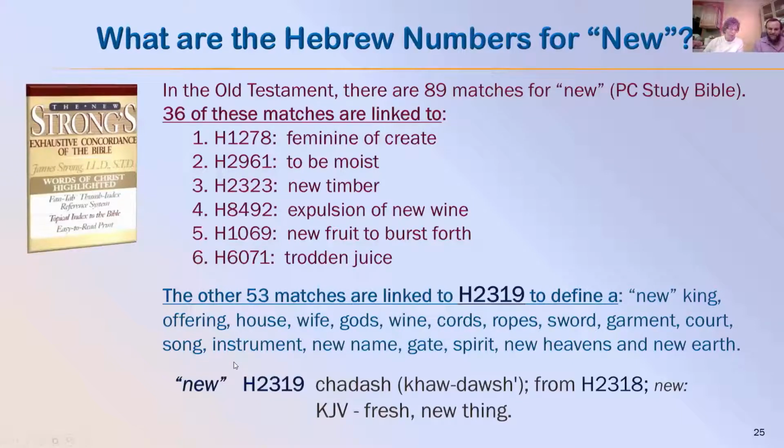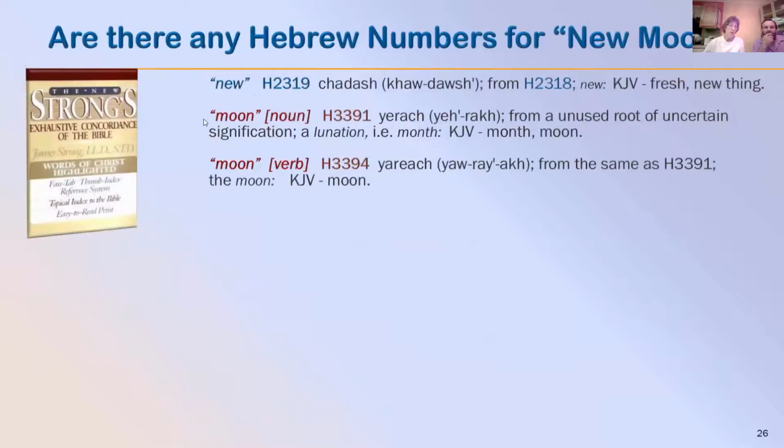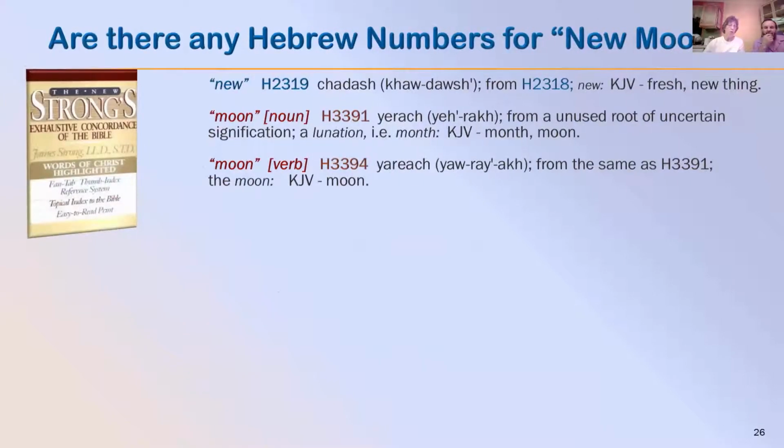So the word new for 2319, which is Kadash, and look where it's from. It's from 2318, which happens to be the primitive root for 2320 Kodesh. And it has, oh look, it has new in italics there, but it's a fresh new thing. So I'm thinking that this 2319 qualifies as the better selection to work with a moon in a month than any of these over here that were listed. I just did a quick study on that. You can correct me if you want. Okay. So my question is, are there any Hebrew numbers for new moon together?